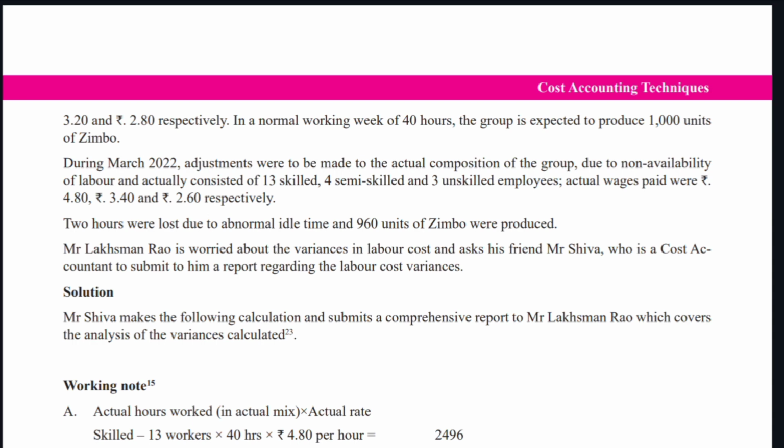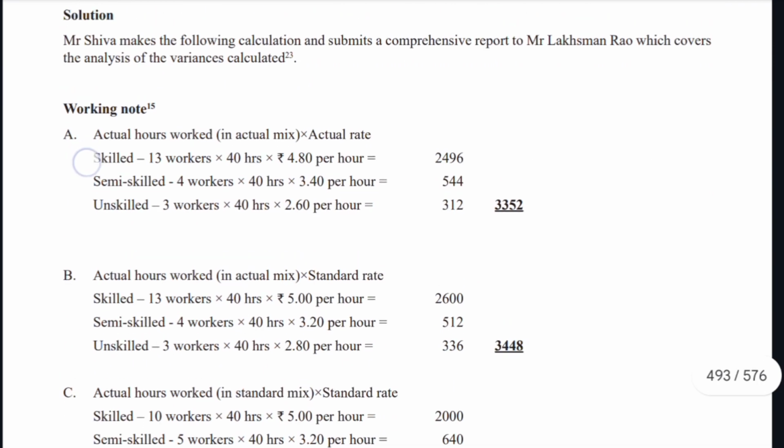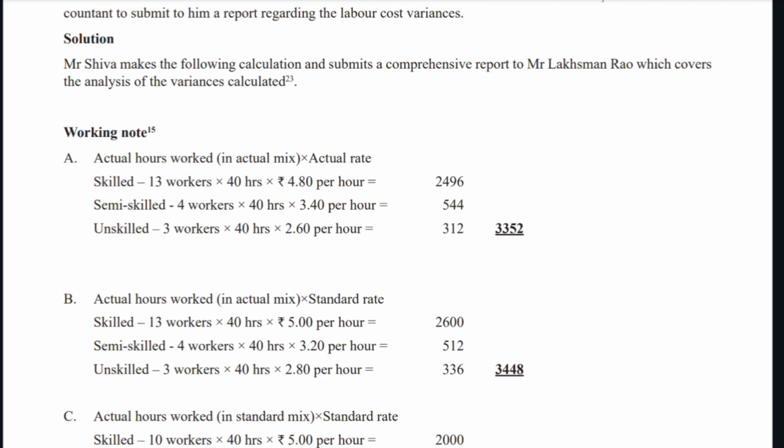So for actual data calculation, and in case of standard as well, we'll be considering this 40 hours. And the actual production was 960 units, and they're saying that there was an idle time. 2 hours is idle time. So for each employee, there will be an idle time of 2 hours, and we have to calculate the hours according to it. That's it. So now let's see how this question has to be solved.